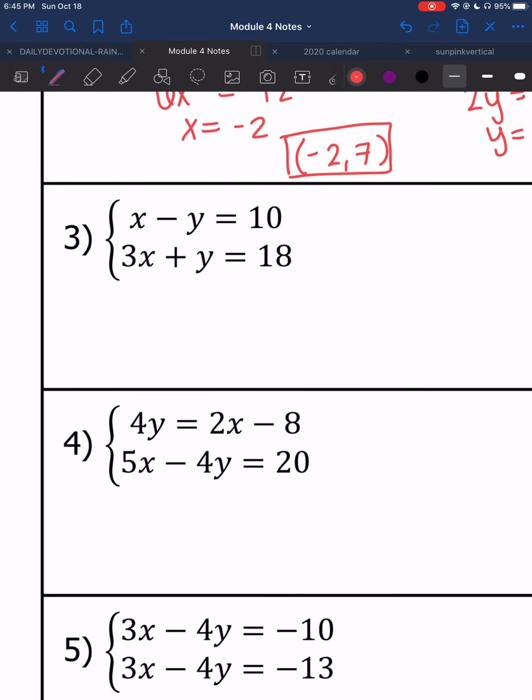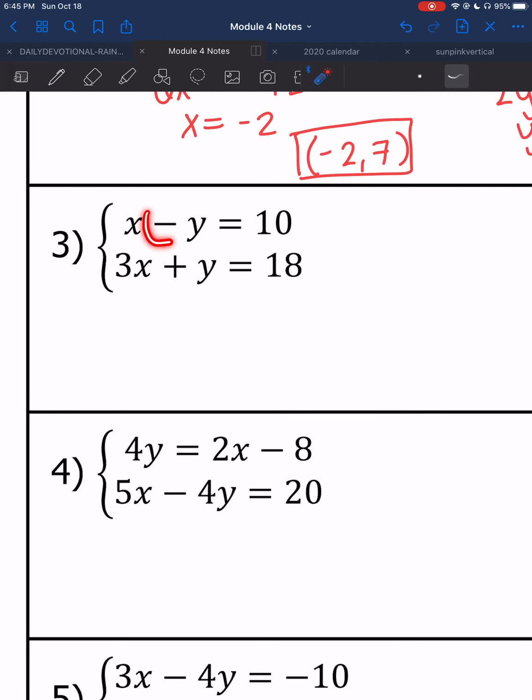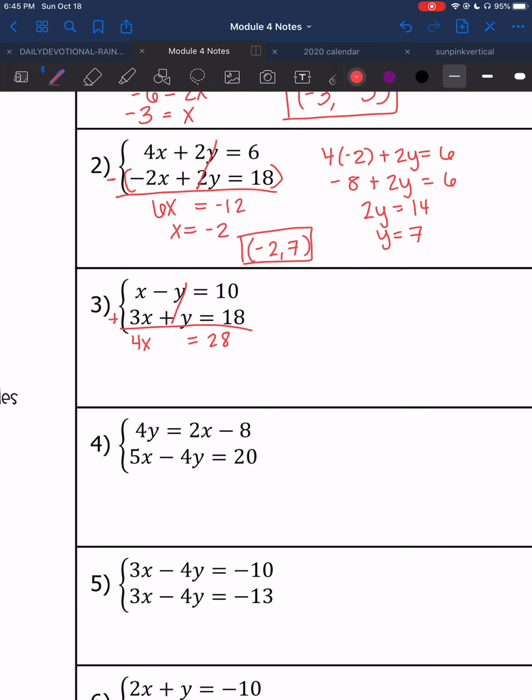Moving right along. So this one here, the y's both have the same coefficient, but one's positive and one's negative. So instead of subtracting them this time, I'm going to add them. So x plus 3x is 4x. Those guys go away, equals 28. And then from here, why don't you take a second and solve that? So you're going to divide by 4. So x is going to be 7.